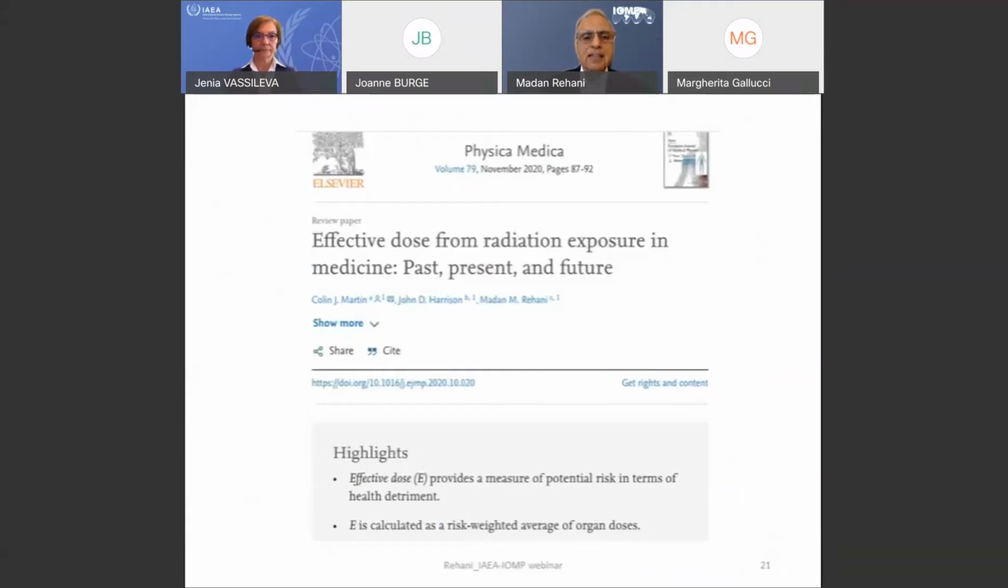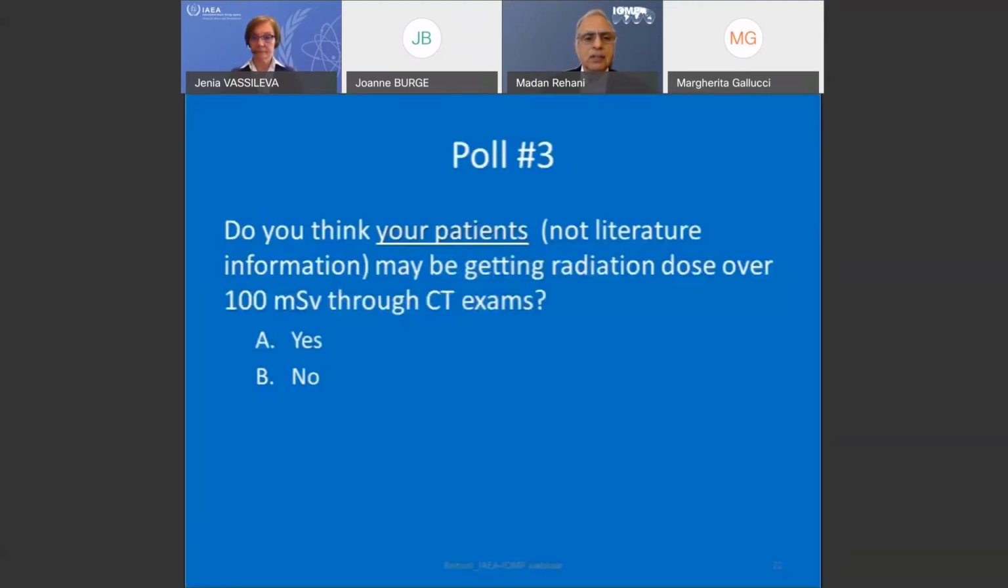So even ICRP has accepted that, and this is the paper which we had published from the ICRP side, and ICRP publication 147 is on its way. It should become available soon. They have not yet announced it, but it is almost ready. So there also they have accepted that cumulative effective dose is good in such a situation in which we are talking. So let's have another poll now. We have a series of polls for you.